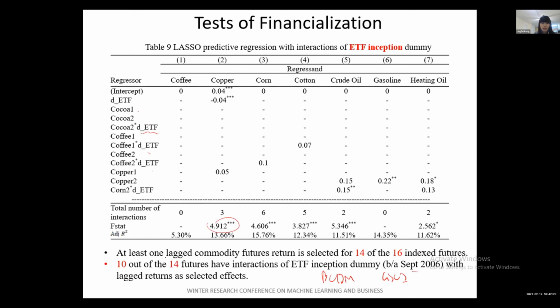So as shown in this table, at least one lagged return is selected for 14 out of the 16 index returns. And among the 14 futures, 10 out of the 14 futures have the interaction of the ETF inception dummy with lagged returns as selected effects. And for all of these 10 futures, the F statistics can reject the null hypothesis that they are jointly equal to 0. So based on the results from table 7 to table 9, it seems like financialization and also index trading indeed explain our results.